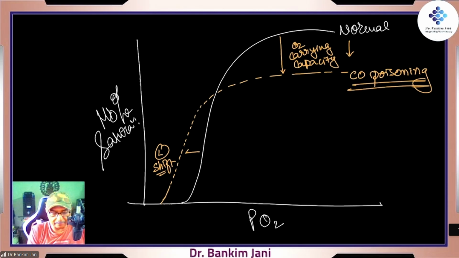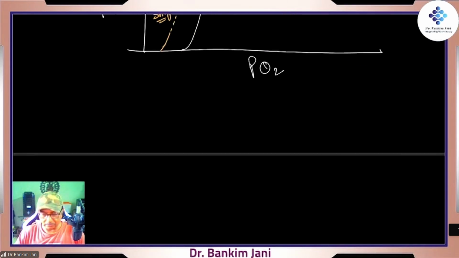Harder to release. Right? It will never get saturated with oxygen. No, it will never get saturated with oxygen. And that is the reason for carbon monoxide poisoning. When you are giving the treatment, you have to give them more and more oxygen, hyperbaric oxygen, given with pressure, so that it can kick off the carbon monoxide. So this is the typical curve of carbon monoxide poisoning. Again, very, very high yield. These are called high yield questions.